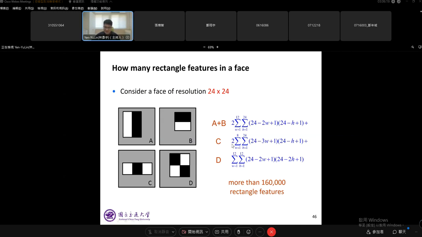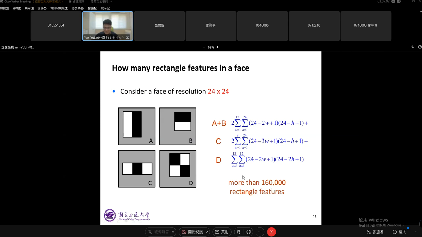Similarly, we can calculate the number of three rectangle features and four rectangle features in a similar way. It turns out that the total number of rectangle features is more than 160,000 for a pattern of resolution 24 by 24. This rectangle feature projects this pattern into a higher dimensional space. The dimension is more than 160,000.